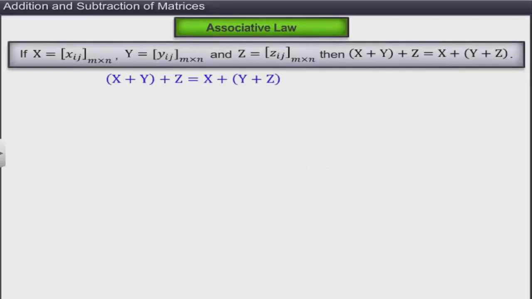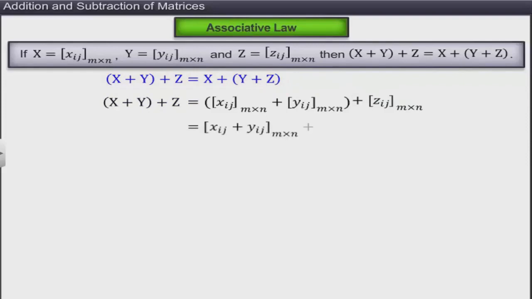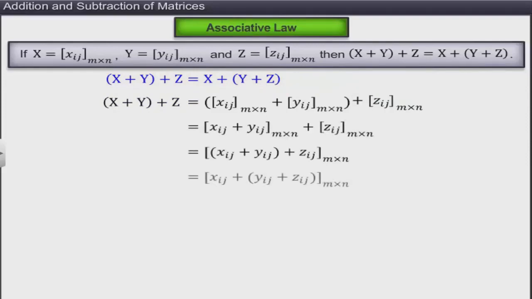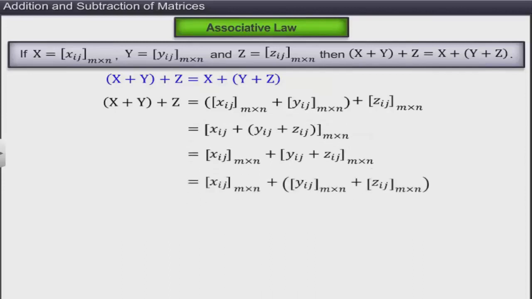Now, let's look at the associative law. If the matrices X, Y, and Z are of the same order, m by n, then (X plus Y) plus Z is equal to X plus (Y plus Z). Let's verify the associative law over matrix addition. This proves that the addition operation over matrices satisfies the associative law.